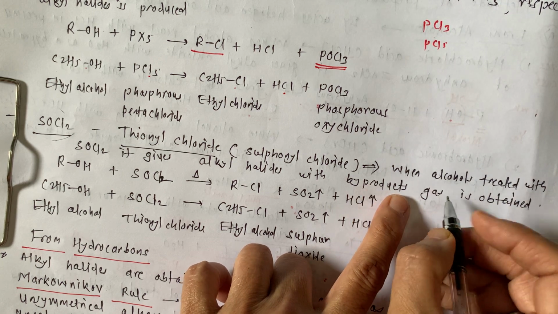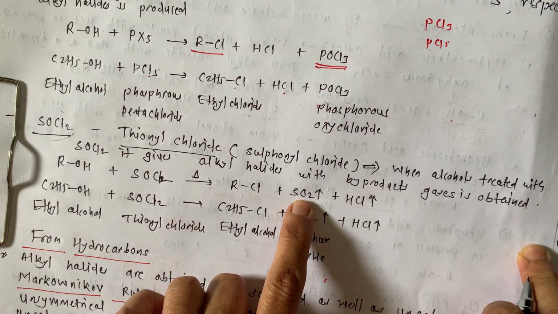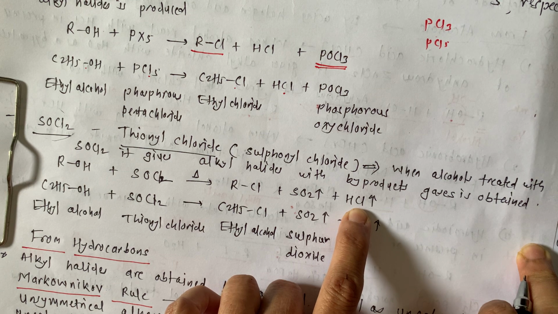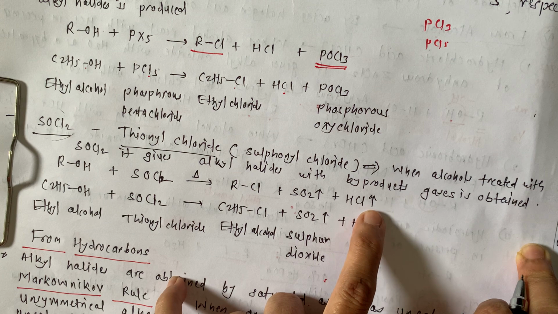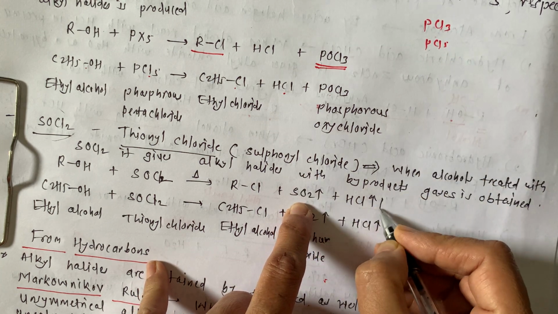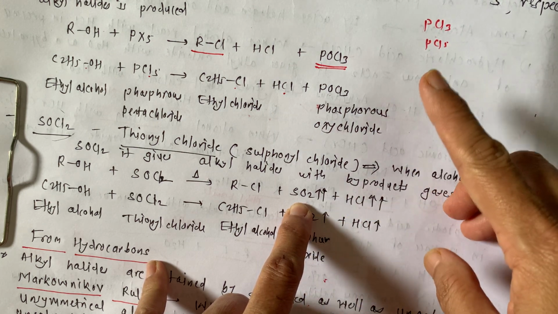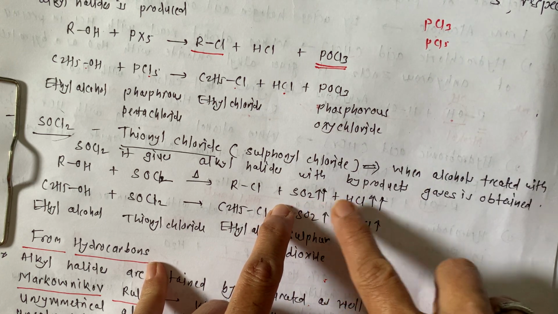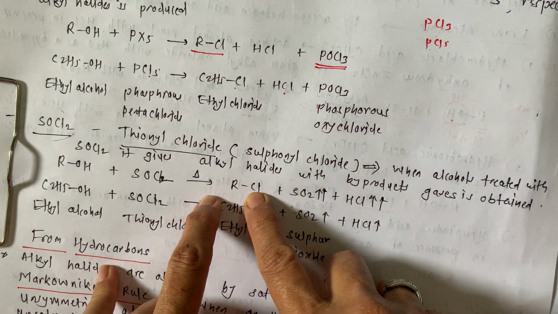You should write here gases is octane. Okay, here it is: sulfur dioxide is a gas, as well as hydrochloric acid, which is in the form of gas. So SO2 is removed as well as HCl is removed, which means this is expelled. So we are writing an arrow going up like this, directing up, that is SO2 and HCl. They are in the form of gases coming out, and we are getting here alkyl chloride.